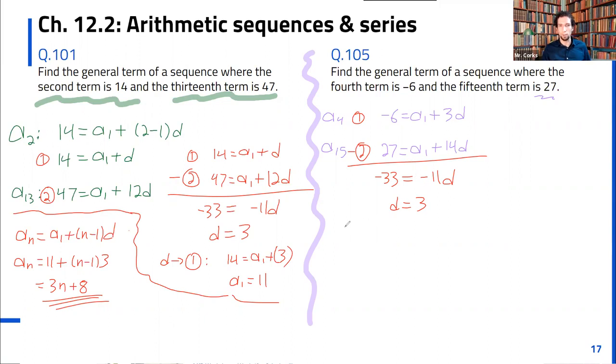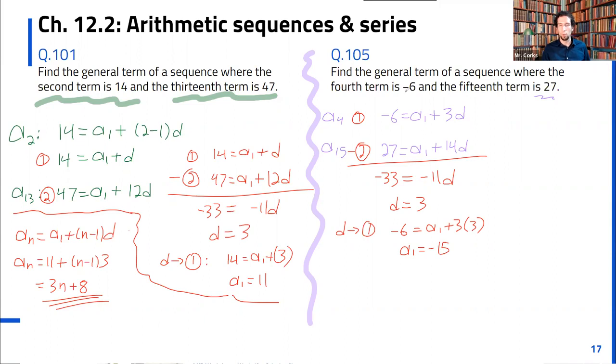And we'll take this and substitute d into equation 1. So -6 is equal to a1 plus 3 times 3 here. All right, so a1 is equal to -15. So -6, and then this is 9 here, so -6 minus 9, -15.